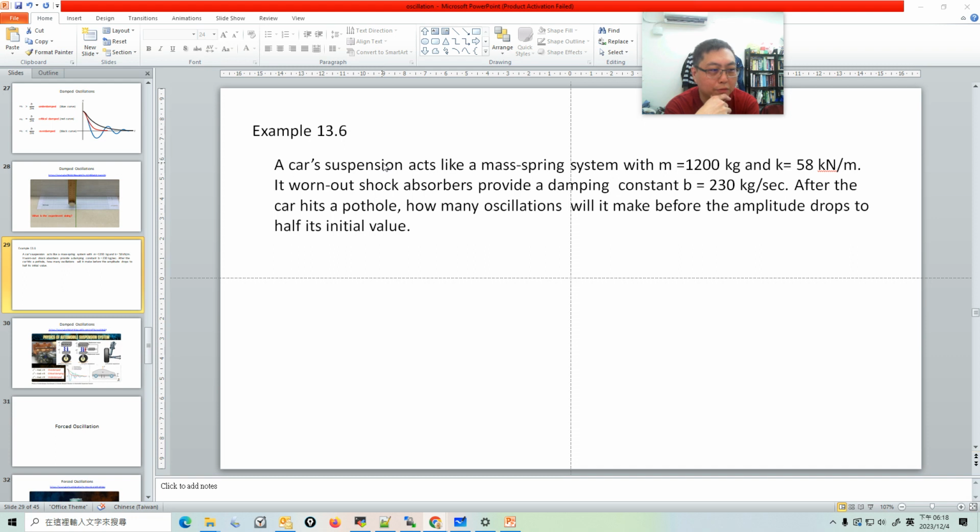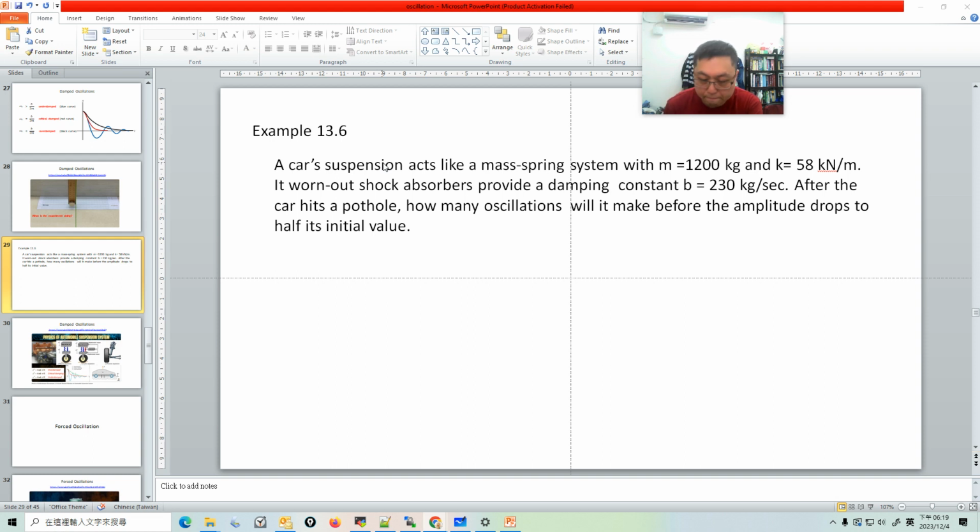before the amplitude drops to half of its initial value. So how many oscillations? Maybe this is just a twist question. It just equals how much time it takes for the amplitude to drop to half of its initial value. It uses the phrase how many oscillations, but the basic thing is to calculate how much time you need for the amplitude to drop to half of its initial value.